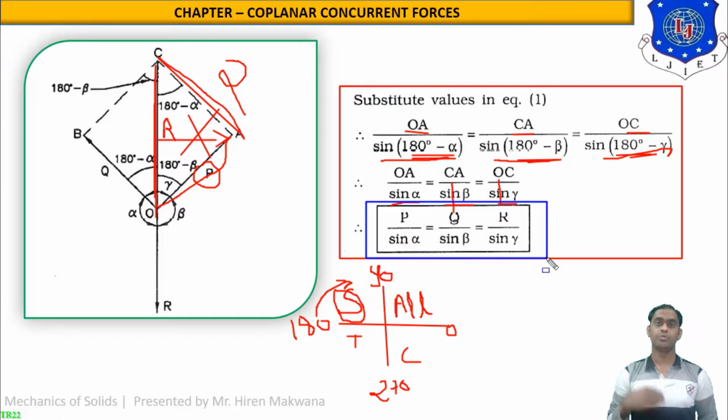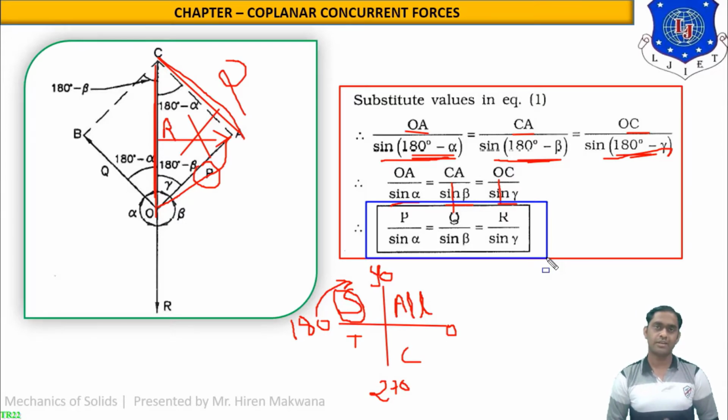Remember that you must be familiar with the geometry of the figure, means corresponding angles, vertically opposite angles, and that the addition of three angles of a triangle is 180. Then corresponding angles, vertically opposite angles, linear pairs, all the pairs of angles are known to you. Then areas, volumes, trigonometry: sine equal to opposite upon hypotenuse, cos equal to adjacent upon hypotenuse, tan equal to opposite upon adjacent. These trigonometric functions are also known to you. So this is the basic requirement while solving the Lami's theorem numericals.